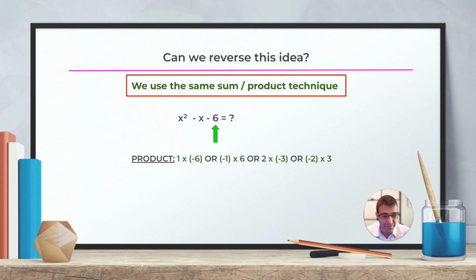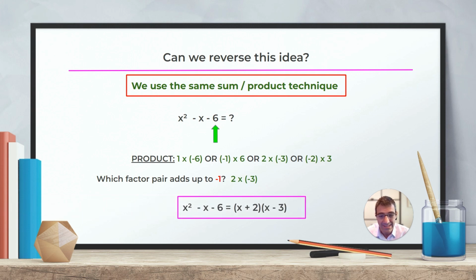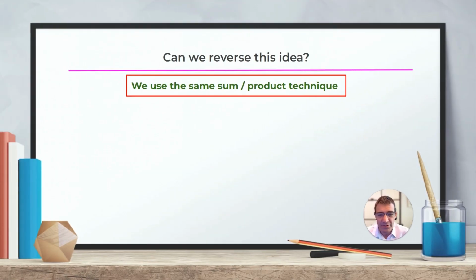What is 1 plus negative 6? It's negative 5. No good. What is negative 1 plus 6? It's 5. No good. What is 2 plus negative 3? It's negative 1. Okay, that's the one we're going to choose. So the third option here, 2 plus negative 3, is going to give us the negative 1 we need in the middle. So the factor pair which adds up to negative 1 is 2 and negative 3, and so you can factorize your quadratic as x plus 2 factor of x minus 3. And you can check: 2 plus negative 3 is negative 1, 2 times negative 3 is negative 6. This definitely works.